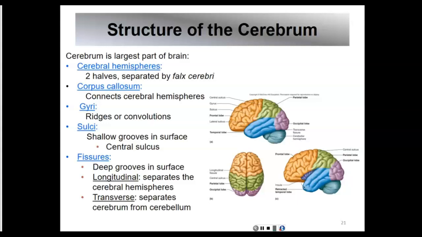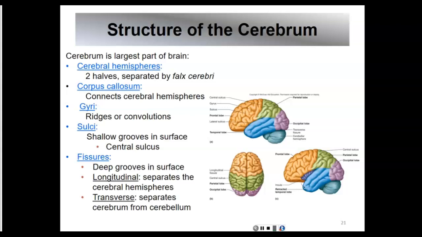The cerebrum is your largest part, and there are two hemispheres. They're separated by that longitudinal fissure, and also separated by the meninges called the falx cerebri. The corpus callosum, which we'll look at in a little bit, is the connection of the hemispheres.